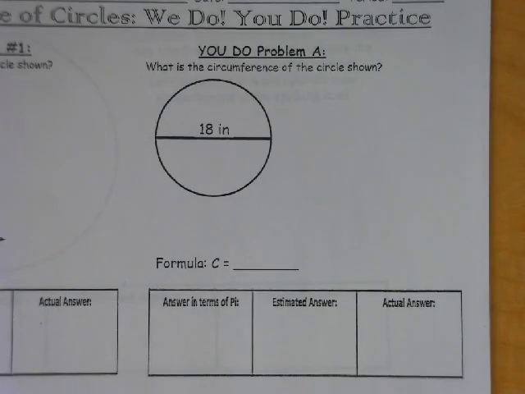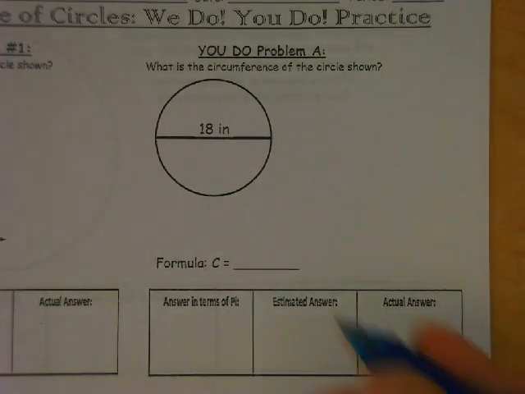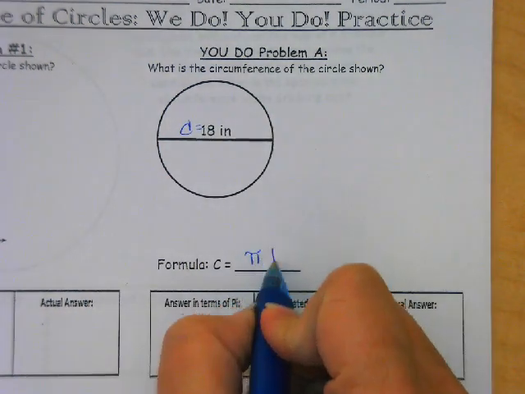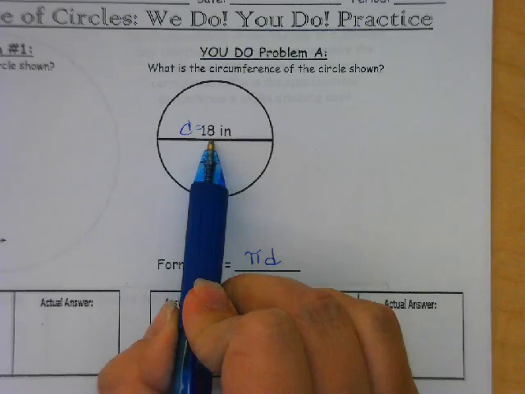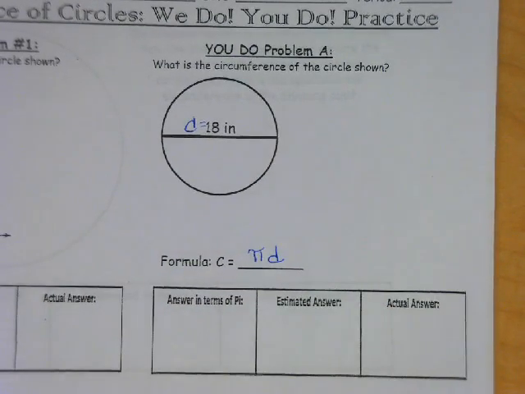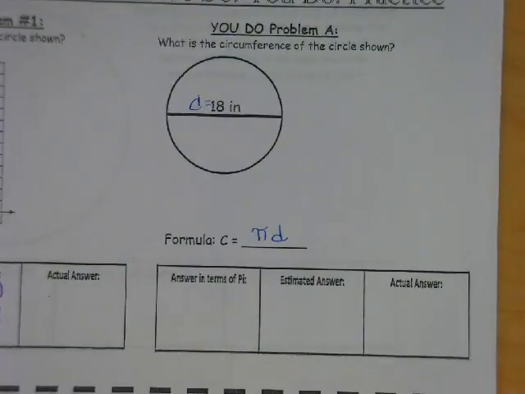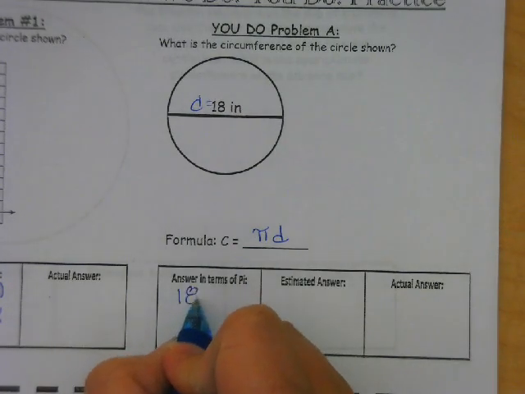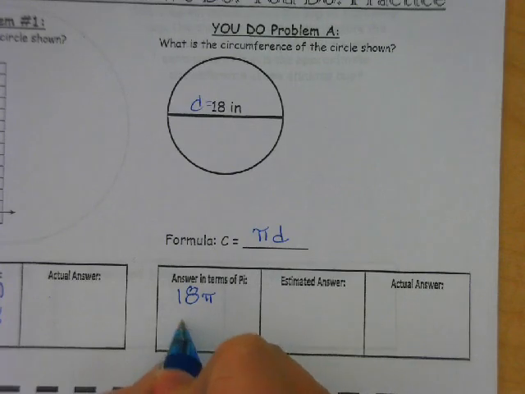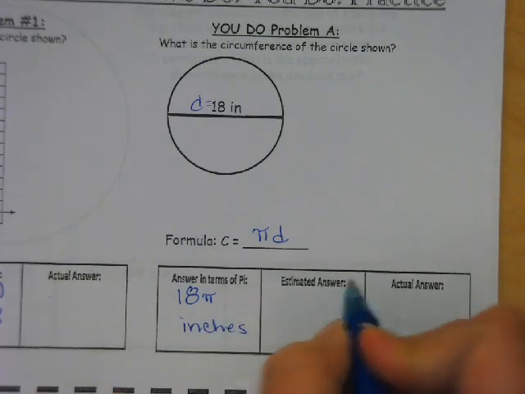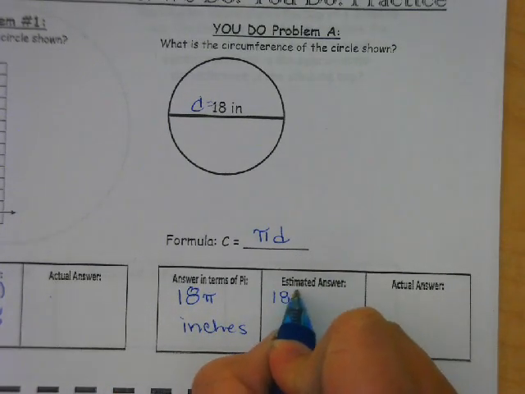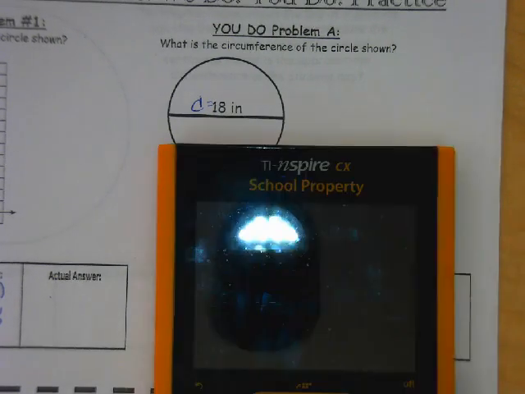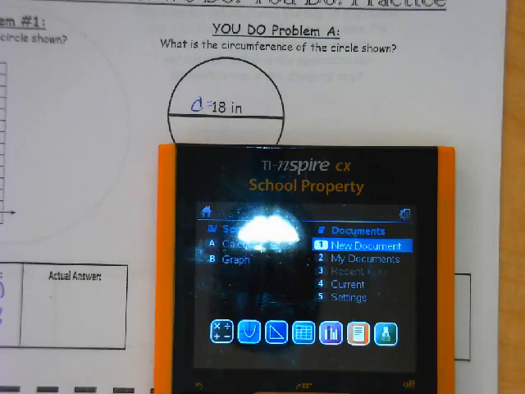So let's go over our try questions. Our formula, because this was a diameter, was pi times d. This is not a multiple of 7, so we're really just getting an estimated answer. Our answer in terms of pi is just 18 pi, and our units are inches. But for our estimate, we would actually multiply by 3.14, and that's where our calculator is very handy.